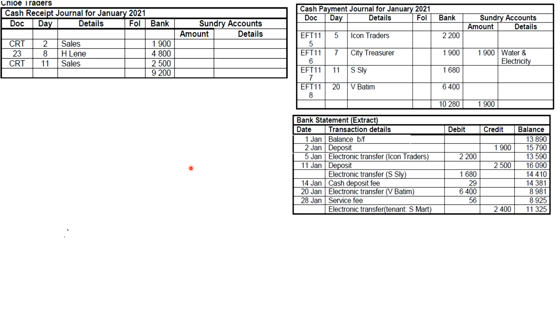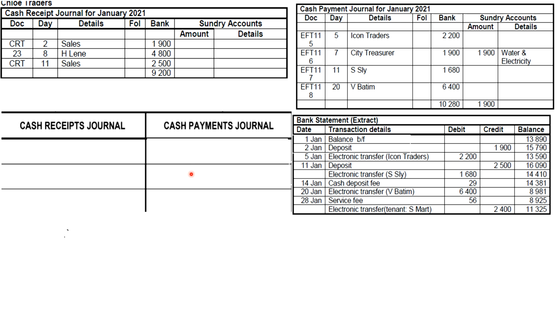So this is the information that they give us, and we are supposed to firstly prepare our cash journals using this information. So here is our cash journal. So this is your answer book. So now when you're doing bank reconciliation, what you want to do is compare the journals with the bank statement. So you're going to compare the journals, our CPJ, CRJ.